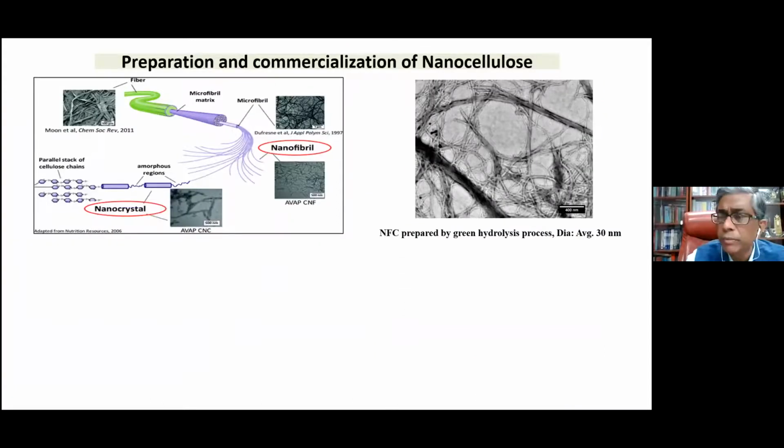This is most probably my last slide, which shows the preparation of nanocellulose. This is another important area. I did not go much into that, but you can see that there's a fiber. You know, we have a full of natural fiber in our country.